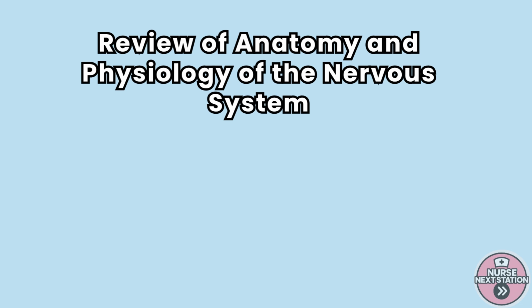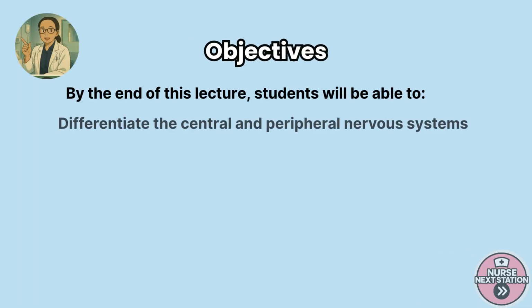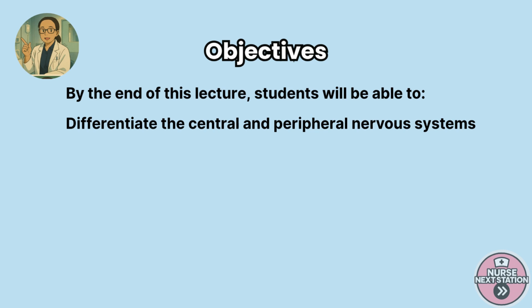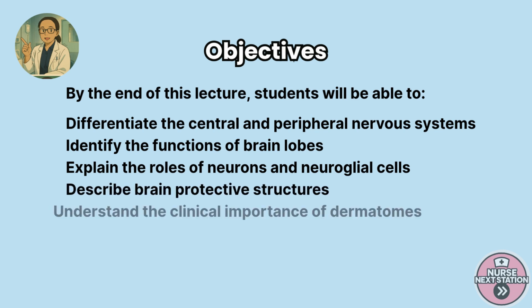This topic lays the foundation for understanding neurologic disorders and their nursing care. By the end of this lecture, you should be able to differentiate the central and peripheral nervous systems, identify the brain lobe functions, describe neurons and glial cells, understand protective mechanisms of the brain, and explain the clinical significance of dermatomes.